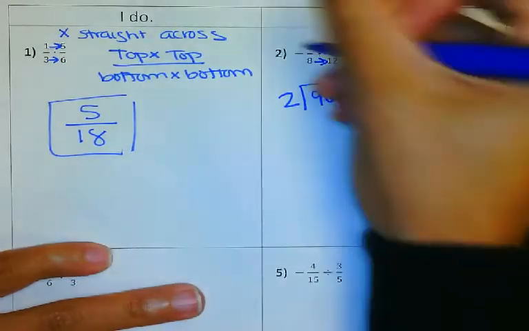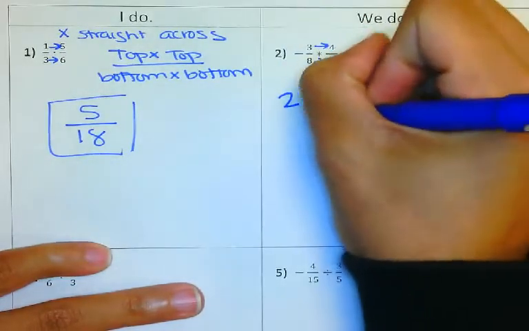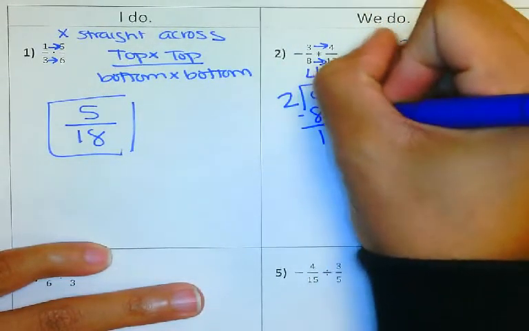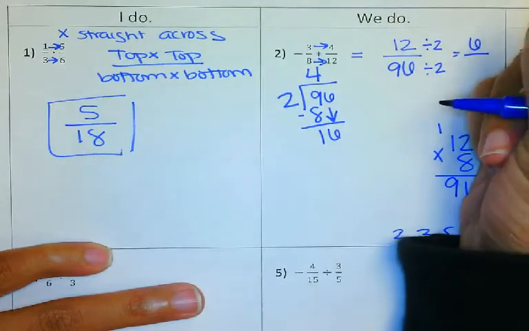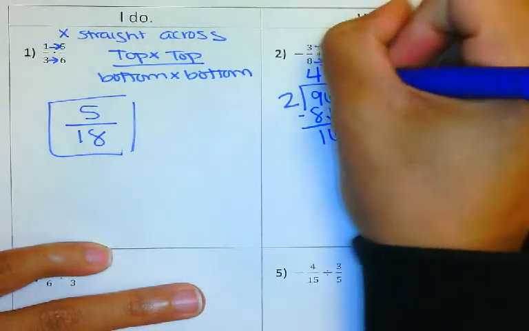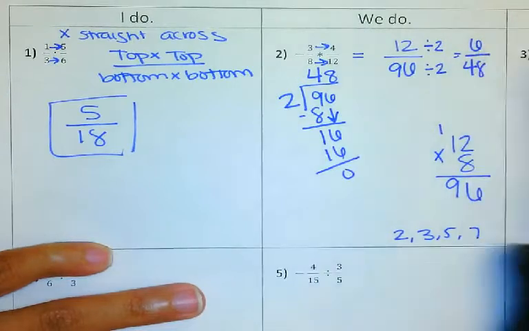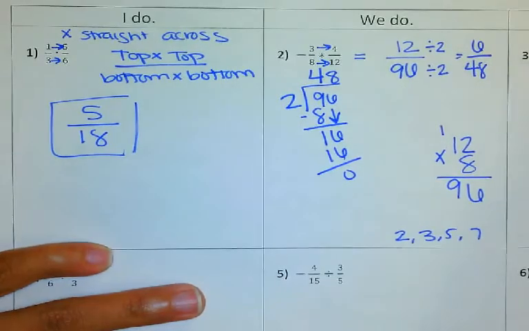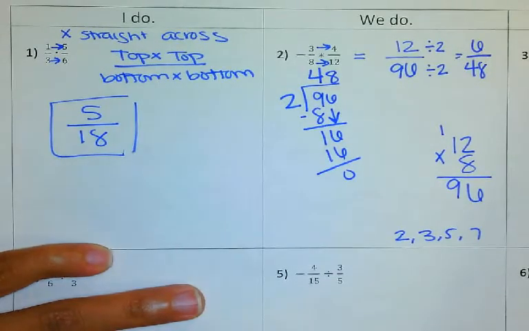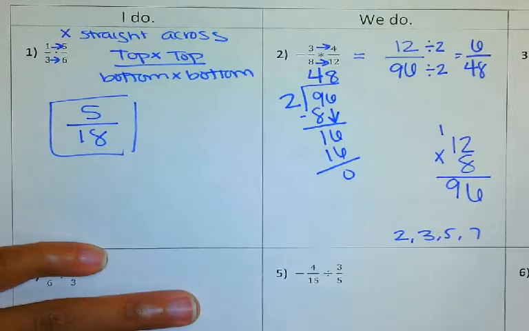2 goes into 9 4 times. 4 times 2 is 8. When I subtract, I get 1. Bring it down. 2 goes into 16, 8 times. So I get 48. I'm pretty sure I can go a lot lower than that. So go ahead and see if you can simplify until you can simplify no more. Pause the video.